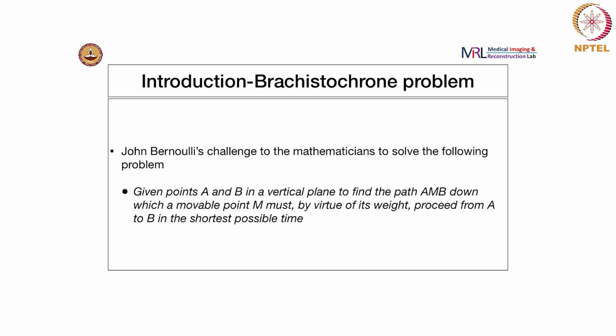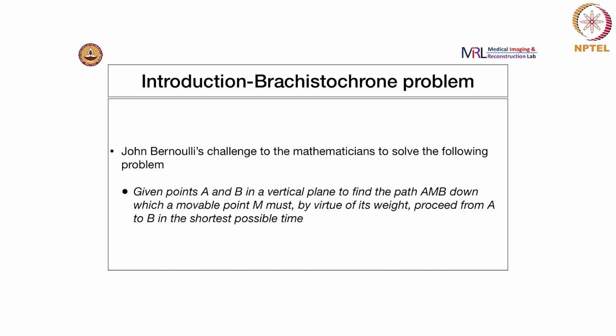In the early 1600s, John Bernoulli, a renowned mathematician in Europe at that time, posed the so-called Brachistochrone problem. The problem statement is given below. I'll just read that out. Given points A and B in a vertical plane, find the path A, M, B, down which a movable point M must, by virtue of its weight, proceed from A to B in the shortest possible time.